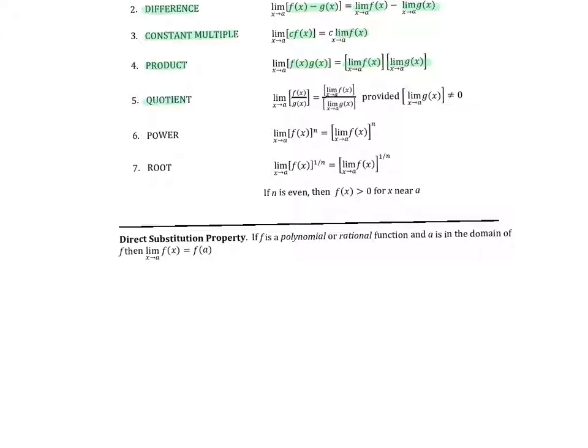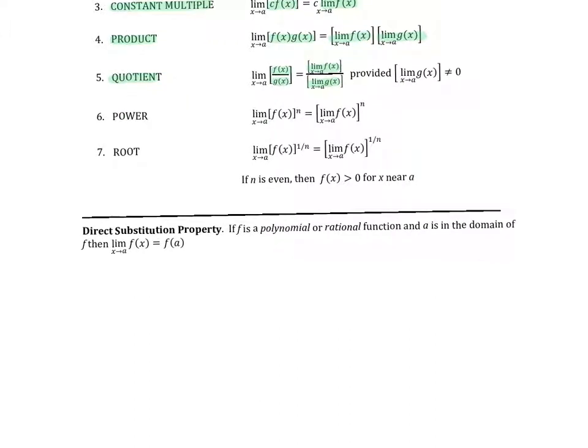Quotient. Divide the functions first, then take the limit, or take the limit, then divide. Okay, so we do have to be careful that our denominator is not equal to 0. And then our power rule says that if you're going to take a function to some power n, and n here is just going to be a positive integer, like 1, 2, 3, 4, and so on. So we can take the exponent first, then take the limit, or take the limit of the function and then the exponent.